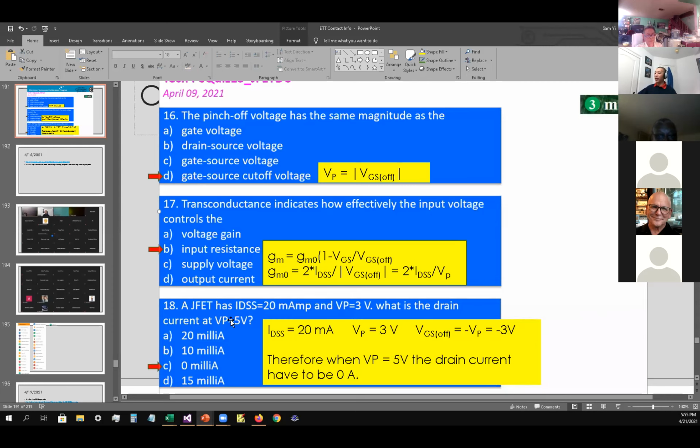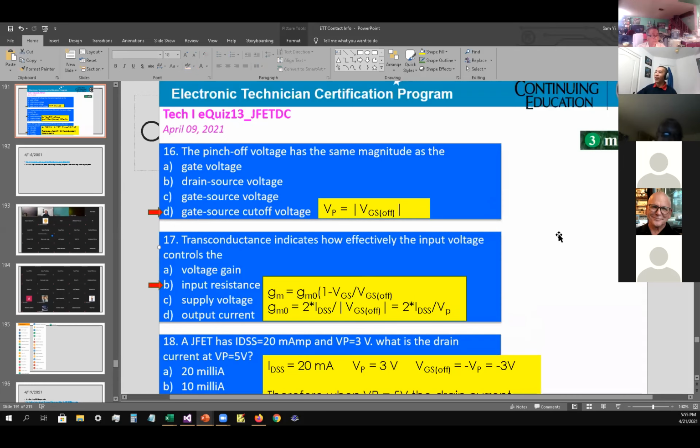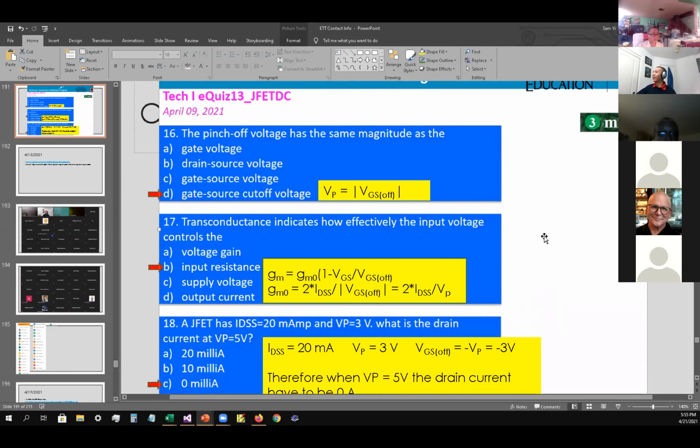So here you got the pinch off at positive 5. If you look at the opposite of this, it would be negative 5 volt. So it's out of range. It's out of this range. Therefore, there's no current flow. Okay, so that's the assignment number. So that's quiz number 13.